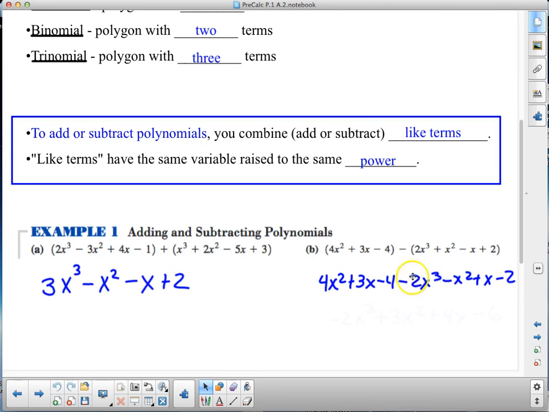I got negative 2x cubed as my leading term there, and then I've got negative x squared and 4x squared. That's where 3x squared comes from. And I got 3x and x, that's 4x, and negative 4 and negative 2 is negative 6.